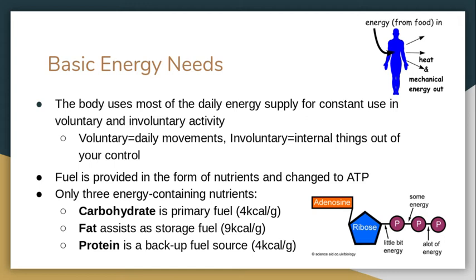Fat, I said, was your best source of long-term fuel storage. So we get 9 calories per gram out of our fat. And I gave you guys a little example of if you were starting a fire, your kindling and your paper, those are all going to be your carbohydrates, where your big logs and bigger sticks are going to be your fats. So they're going to burn for a longer period of time, where your carbohydrates will burn for a shorter period of time.